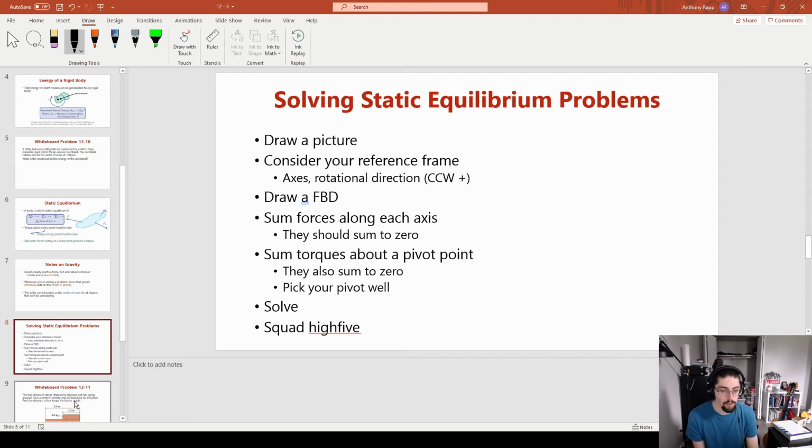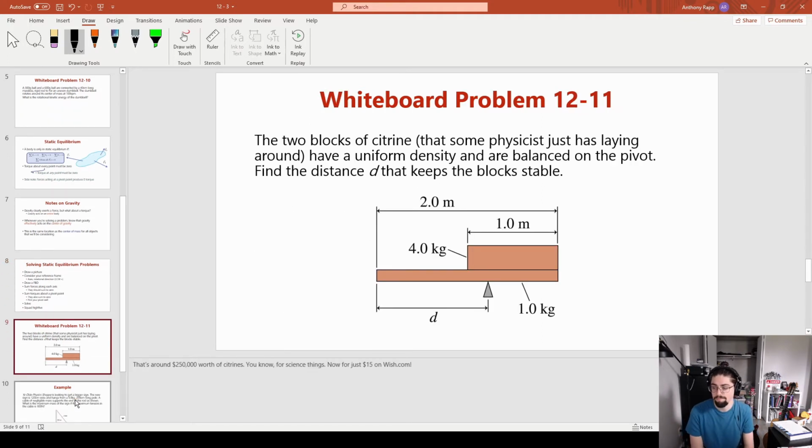And then, of course, we have our squad high five at the very end, which I will not perform right now. But we'll get to it once we solve the next problem, right? That's our last step here. So let's go ahead and try this thing.